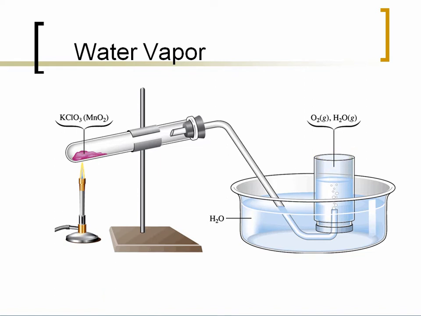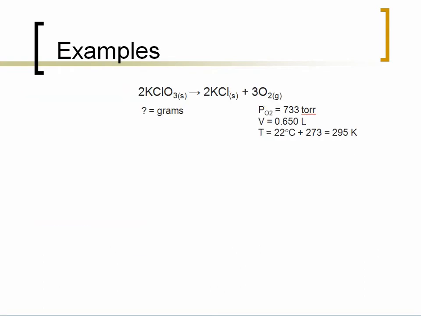Pretty simple so far. The last part of the problem was to find out how much mass decomposed. So here we set this up. Here's my equation. I want to know the mass of this in grams. I have the pressure, I have the volume, I have the temperature. This really becomes a gas stoichiometry problem, and we're going to use PV equals nRT to solve for this. We're going to find out how many moles of O2 are being produced. So go ahead and try that.